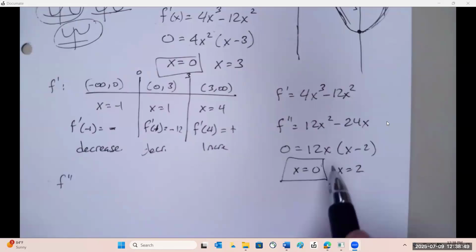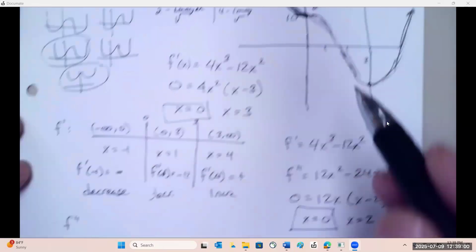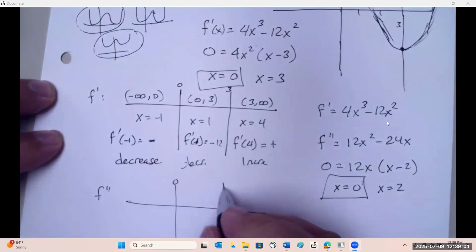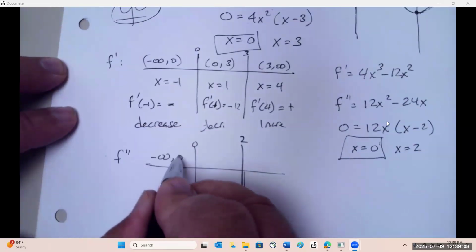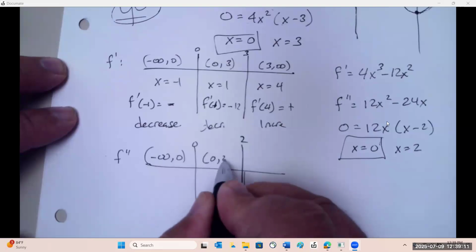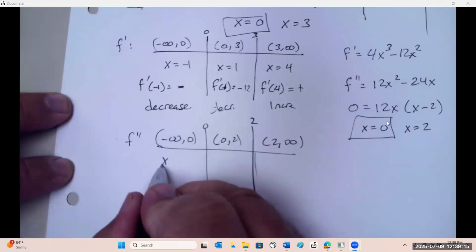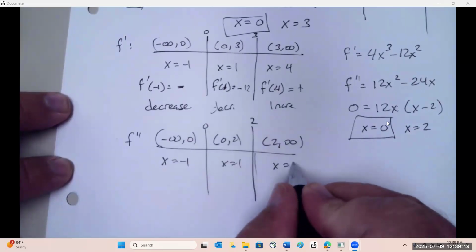So at 0, we also had a vertex. Well, let's see the concavity first. So at 0 and at 2, let's see what the concavity looks like. From negative infinity to 0, from 0 to 2, and 2 to infinity. X equals -1, x equals 1, and x equals 3.